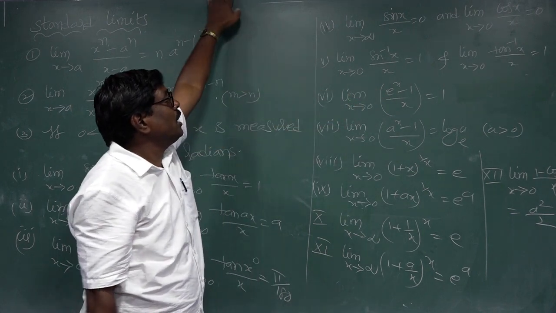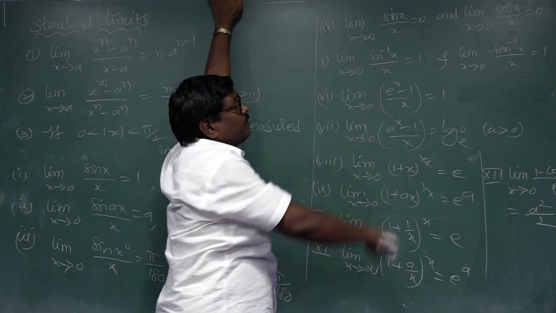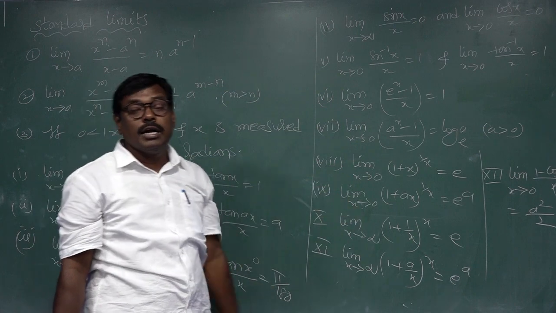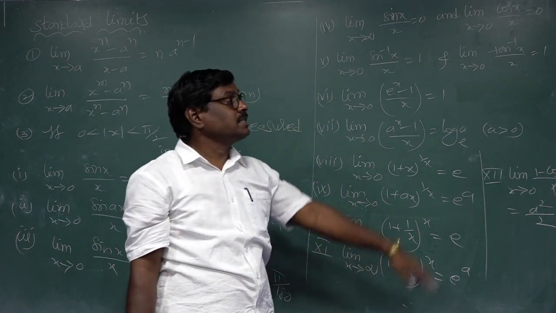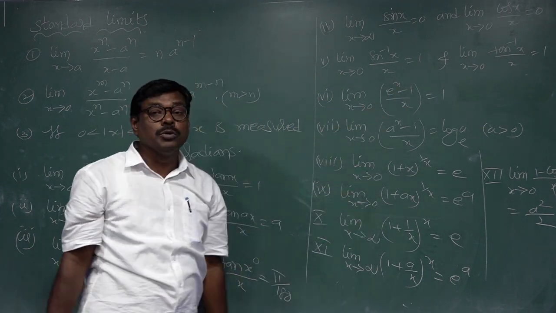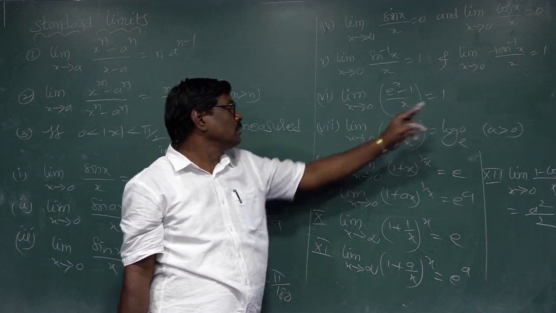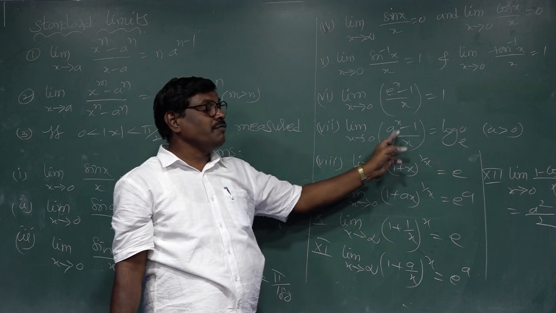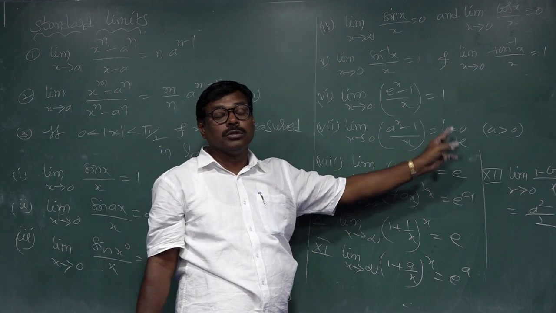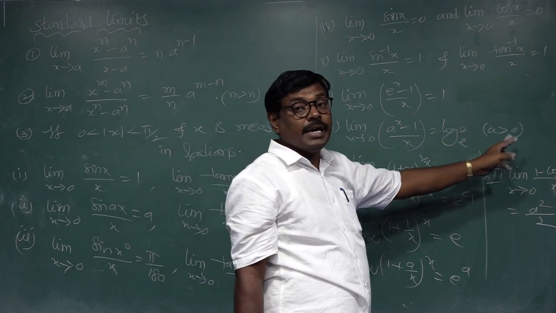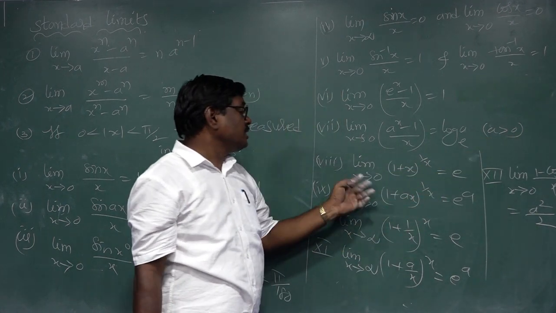Next, limit x tends to 0 sin inverse x by x equal to 1, limit x tends to 0 tan inverse x by x equal to 1. Limit x tends to 0 e power of x minus 1 by x equal to 1. Limit x tends to 0 a power of x minus 1 by x equal to log of a base e, a greater than 0. This also has a proof.